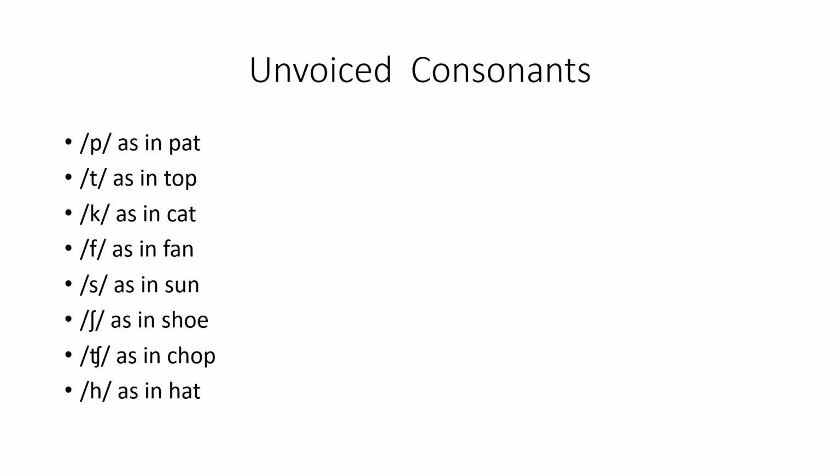Here you can see unvoiced consonants. What are they? P as in pat, T as in top, K as in cat, F as in fan, S as in sun, Sh as in shop, Ch as in chop, H as in hat.